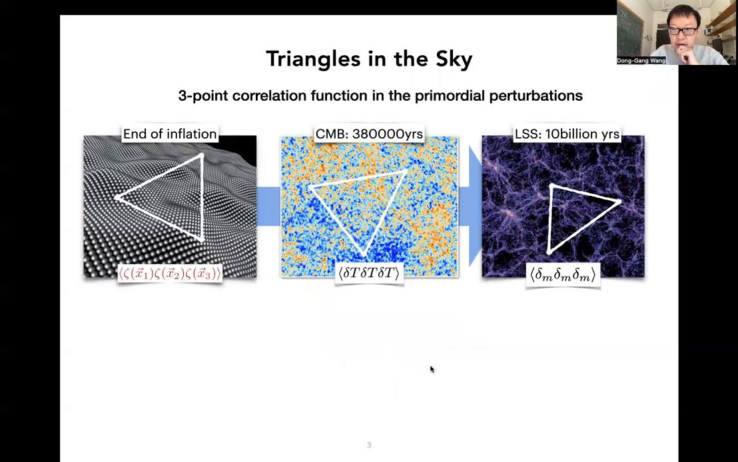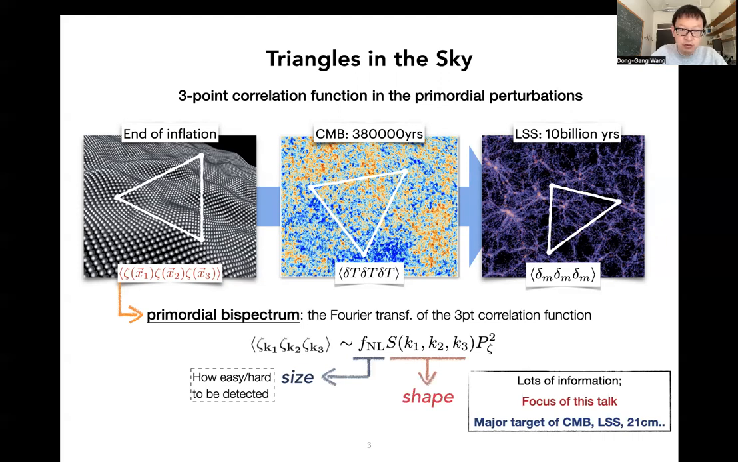The basic object we are interested in here is the three-point correlation function of the primordial perturbations. If we look up at the sky, we could draw some triangles, like in the CMB map and also in some large-scale structure galaxy distributions. All these triangles, all these three-point correlators, could be traced back to the early inflation, and they are generated by the three-point correlation function of the primordial curvature perturbation zeta. This three-point correlator contains a lot of information about the physics during inflation.